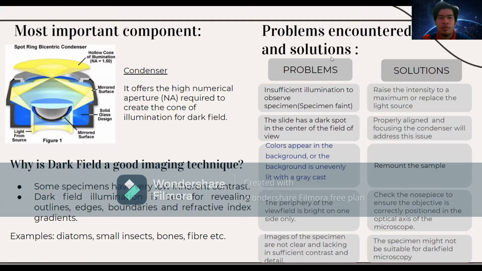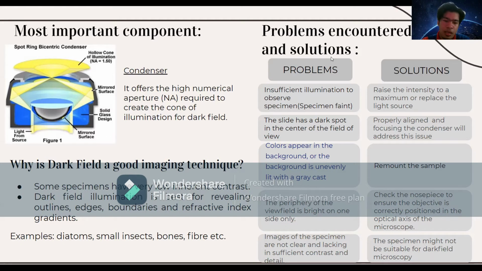So I would like to present about the most important component in the dark field microscope, why dark field microscopy is a good imaging technique, and the problems encountered and solutions. Okay, so the most important component in the dark field microscope is the condenser. Almost any bright field laboratory microscope can be easily converted to perform dark field illumination. This can be done by changing its condenser to a dark field condenser designed for dark field illumination, as you can see in figure 1.